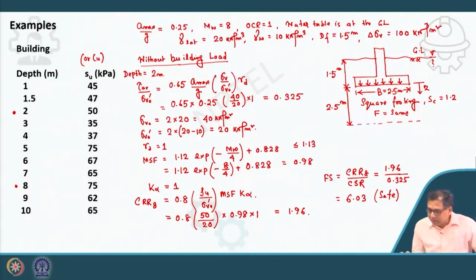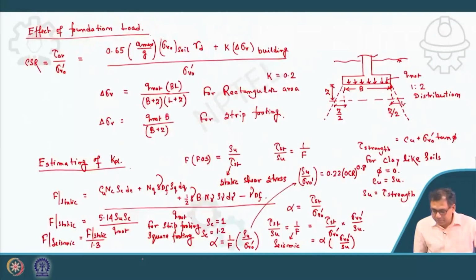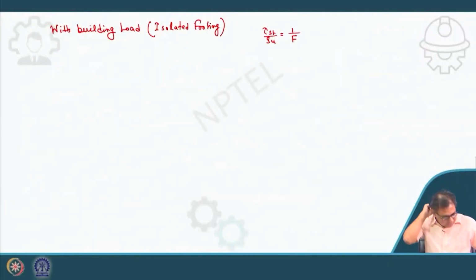So I know that tau st by su is equal to what? 1 by f. That I have already shown, that tau st by su is equal to 1 by f. Now I have to calculate the factor of safety and other things.